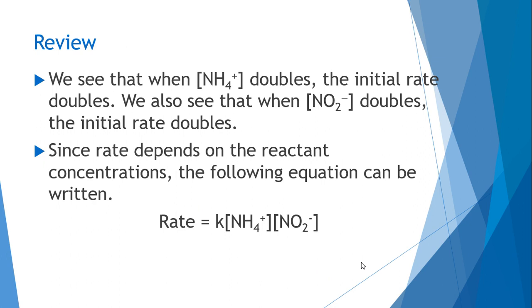The rate law we determined for this example was the rate equals k times the concentration of ammonium times the concentration of nitrite. Both of these were determined to be first order, or to the first exponent. The reason we determined that was because we saw that when ammonium doubled, the initial rate doubled. So ammonium doubled, my rate doubled, so 2 to what power gave me 2? That's the first. We also saw the same thing with nitrite. When it doubled, the reaction rate doubled, so it was also first order.